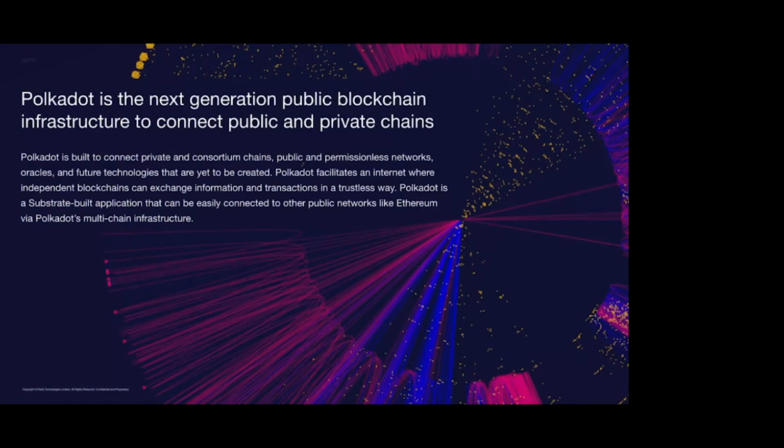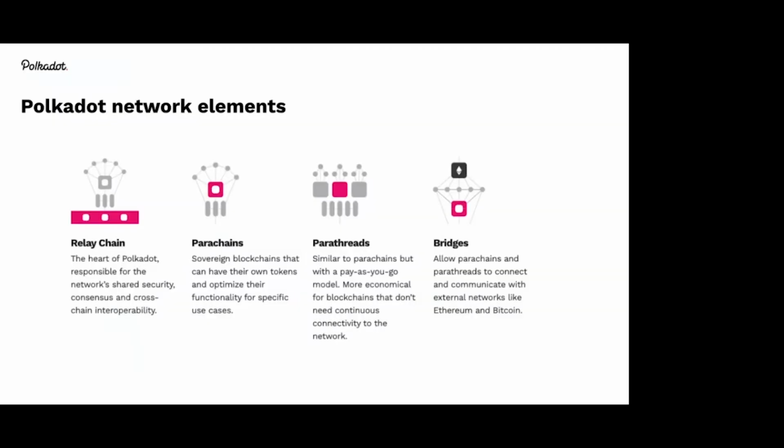And we see less and less silos being created in this new public infrastructure around blockchains, and the ability to connect and interoperate between public and private chains. We went on to define the relay chain, parachains, parathreads as the components or the network elements of Polkadot, but also a few bridges. So parachains being the layer ones, and Polkadot itself being the layer 0, which is the relay chain itself.